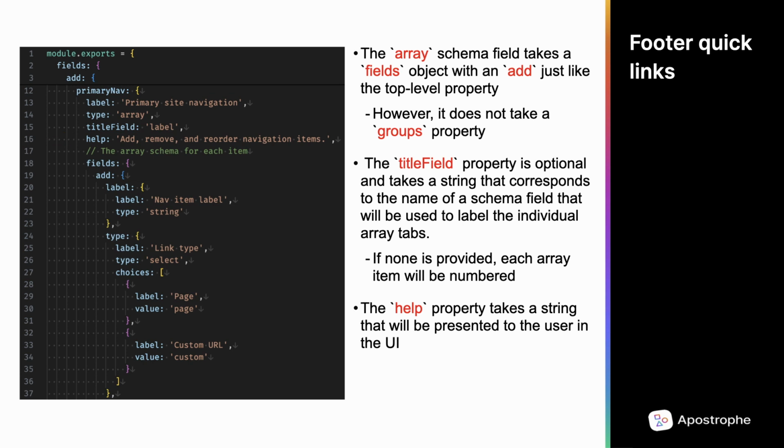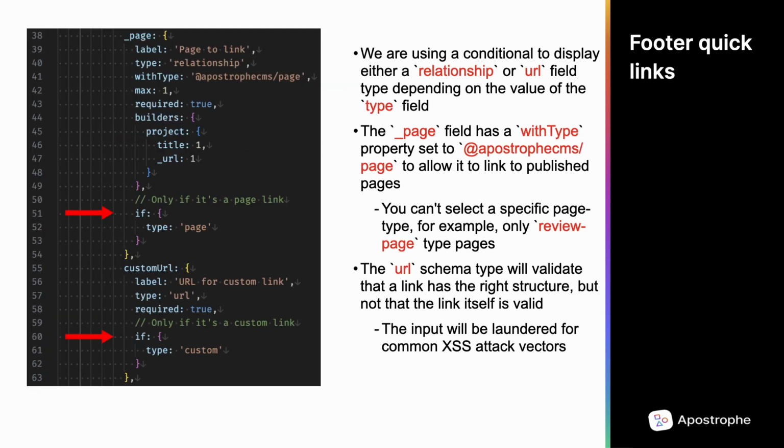Within each array, we are first asking for the label that will be presented to the user and then the type of link. In the project, we will only be linking to index.html piece type pages, but it's nice to present content editors with the ability to link to outside sites. Moving down in the code, we are using an if conditional to display either a relationship or URL schema field, depending on the value of the type schema field.